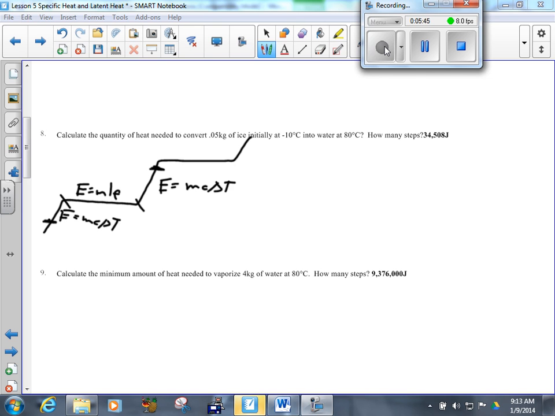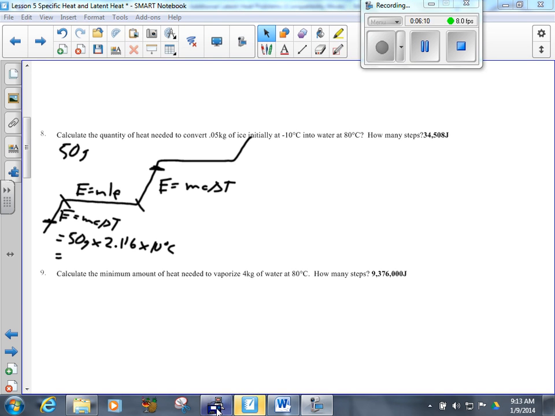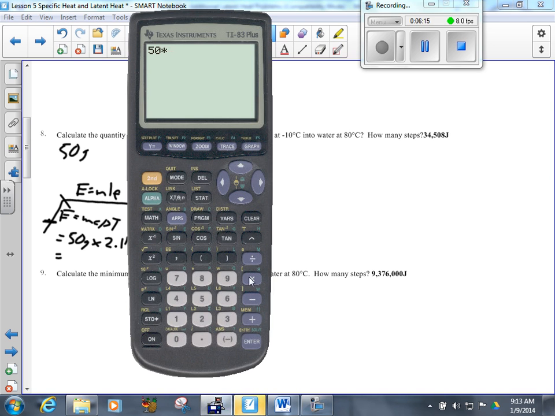Okay, so down here in step 1, this E equals mc delta T is going to be 0.05 kilograms, that's 50 grams, times the heat capacity of ice, 2.116, times the change in temperature. I'm going from minus 10 to what? 0. Because it's only going to be ice until I get to 0. So that's 10 degrees Celsius. So 50 times 2.116 times 10. All right, 1,058 joules.